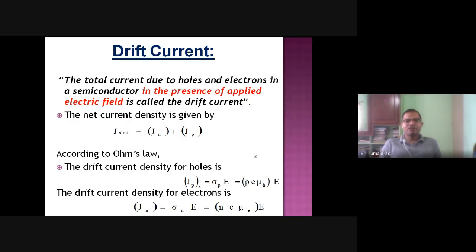Once again, what is drift current? The current due to holes and electrons in a semiconductor in the presence of an applied electric field is called drift current.